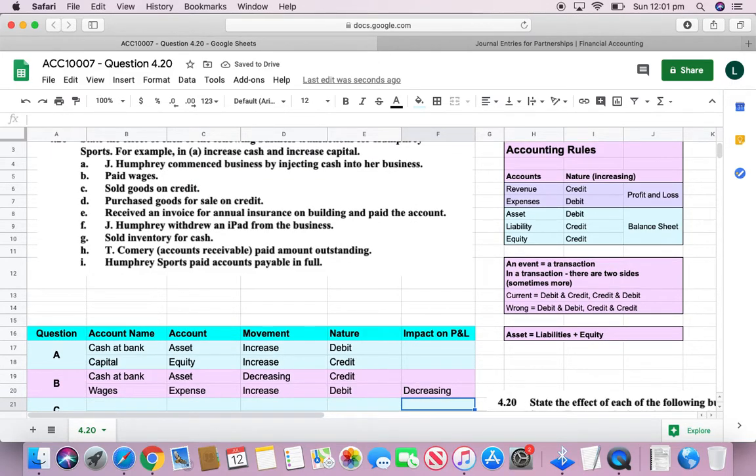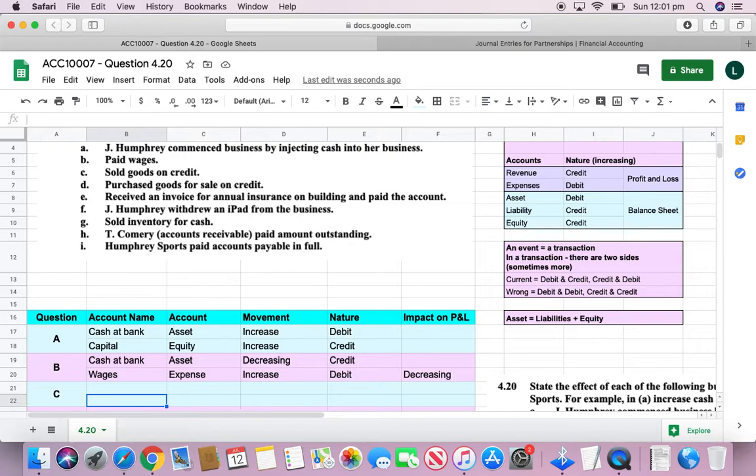Okay, so that one's fairly simple. So next we will go on to number C, which is sold goods on credit. So credit means we're not receiving the money instantaneously. We're going to receive it in the future. So it is accounts receivable. This is an asset because we're going to be receiving something in the future. And the other side of it is revenue because we're making money, which is revenue.